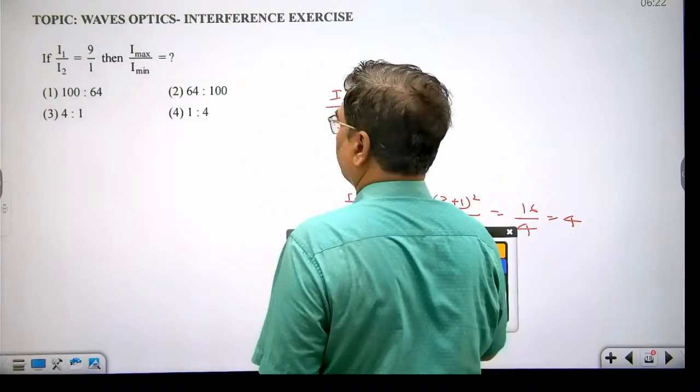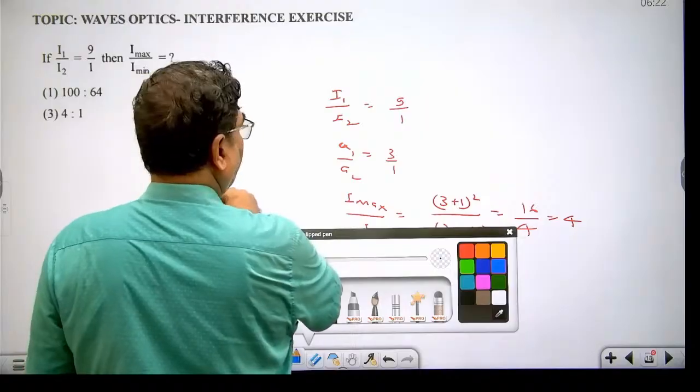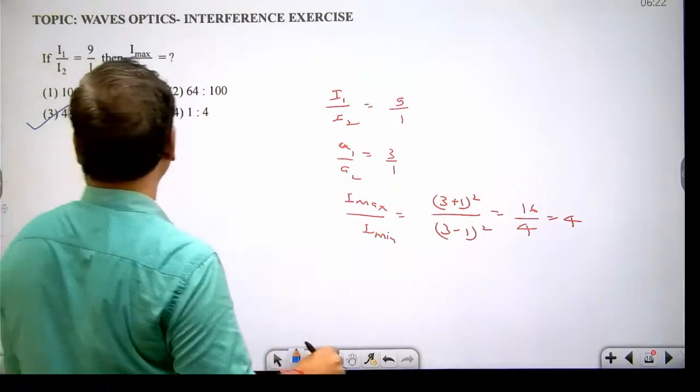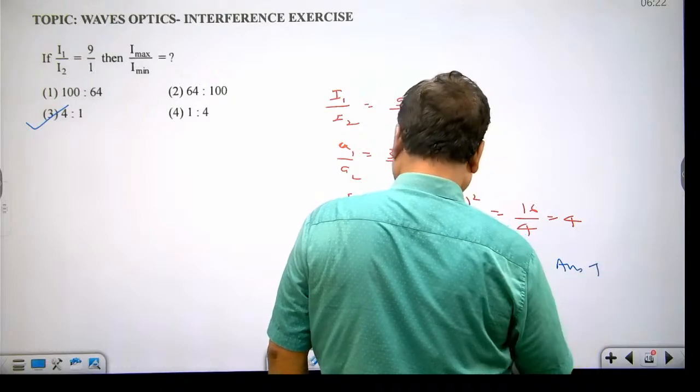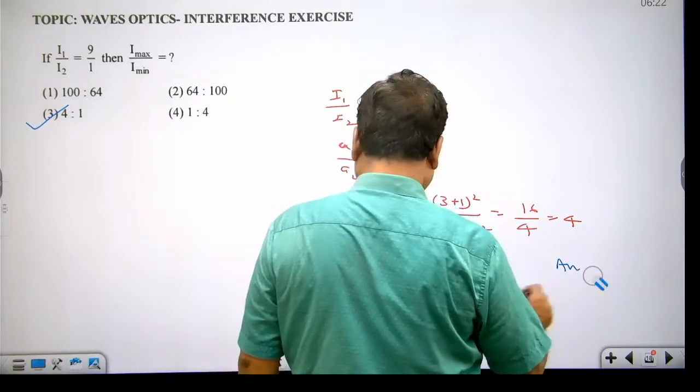So out of 4 choices, the correct choice is 4:1. So option 3 is the correct answer.